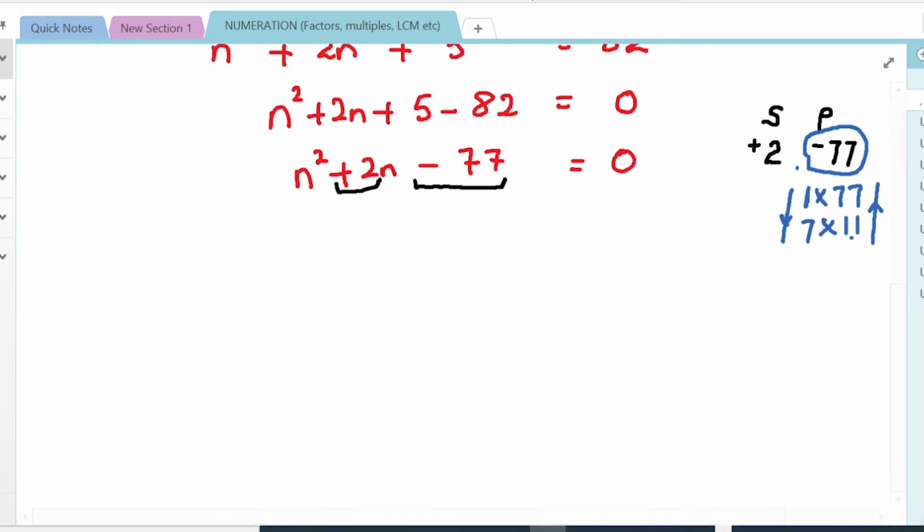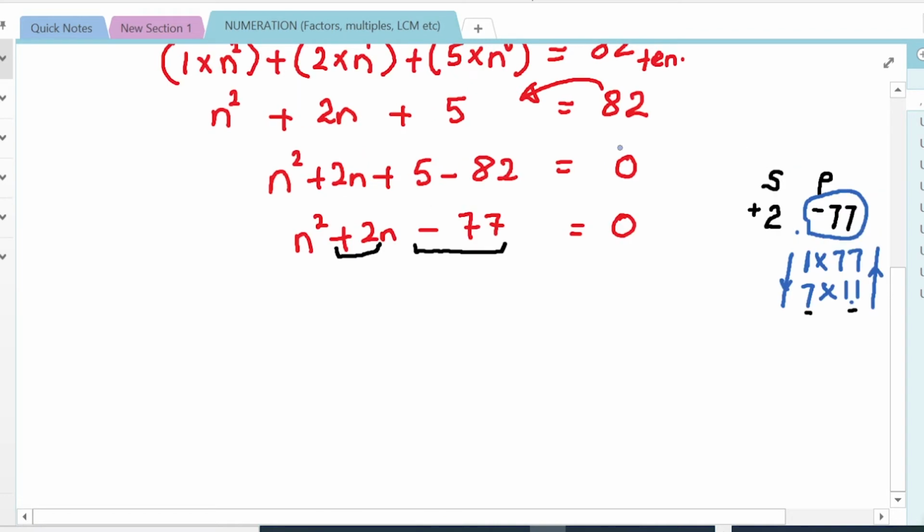that satisfy the condition. We're supposed to get two numbers. When you add them, they give you positive 2. When you multiply them, they give you negative 77. And we have failed to get a pair of numbers that satisfies that. So whenever you encounter something like that, what that means is that this quadratic expression cannot be solved like that. So you realize that we are failing to get the two numbers.